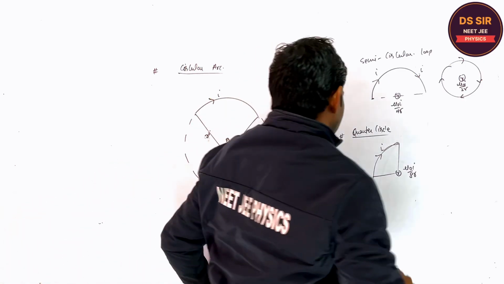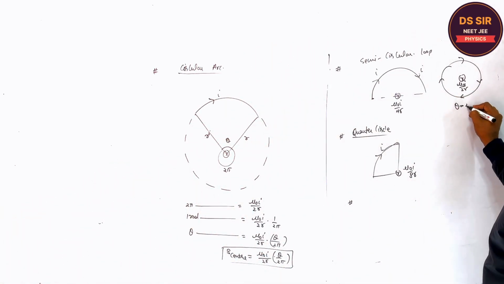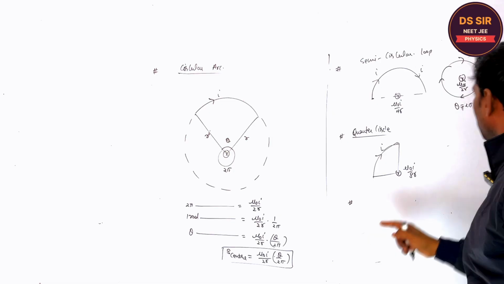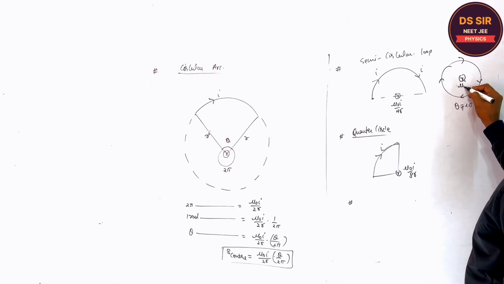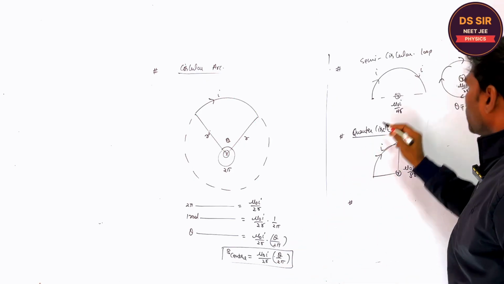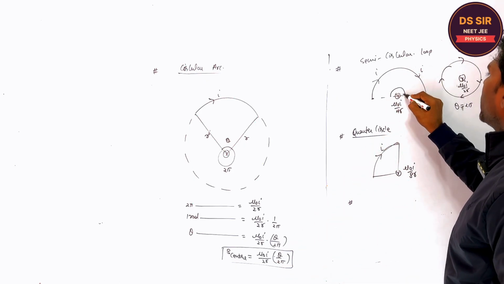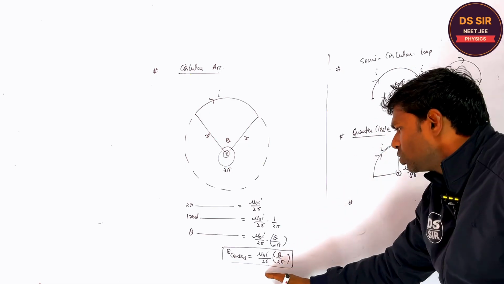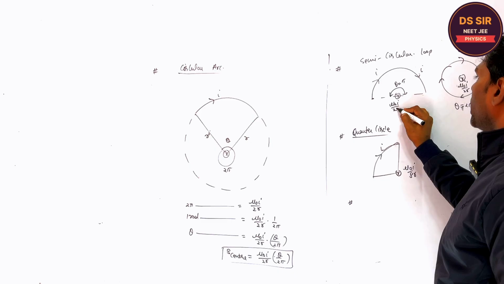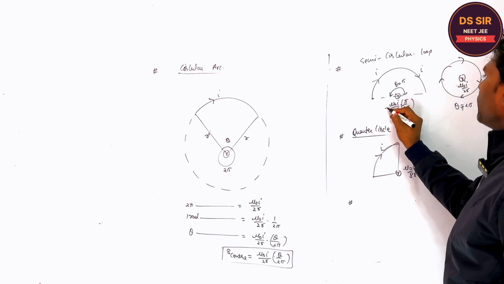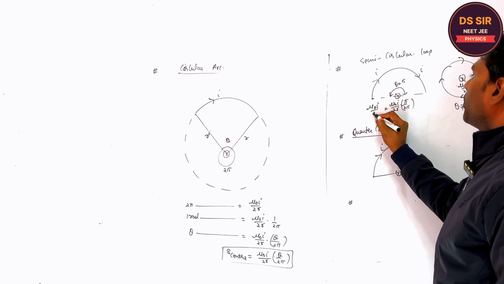Now listen to one thing. If theta is 2 pi, that is the complete circle. 2 pi will cancel out, and the magnetic field is mu naught I upon 2r. Here the circular arc makes angle pi. So if you put pi upon 2 pi with mu naught I upon 2r, what is the magnetic field over here? Mu naught I upon 4r.